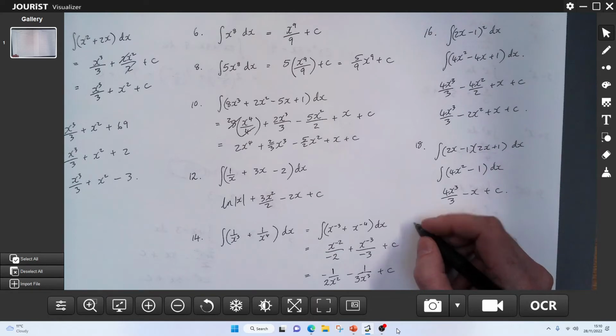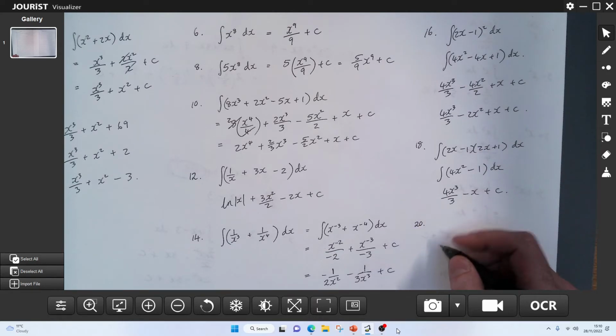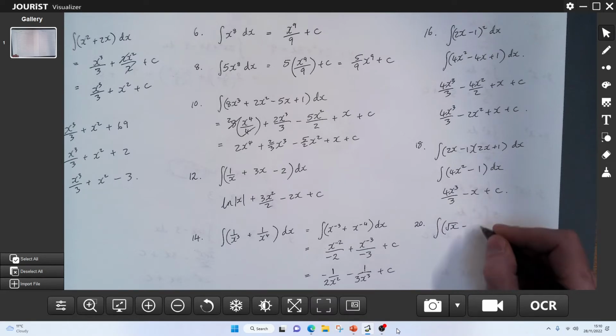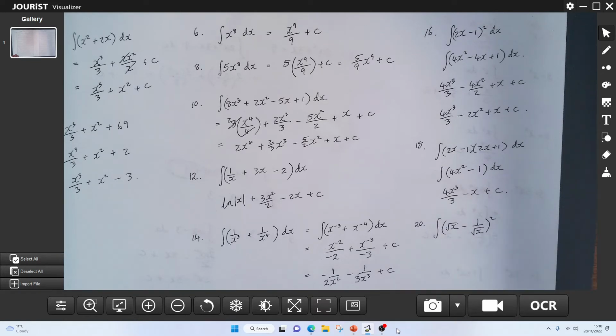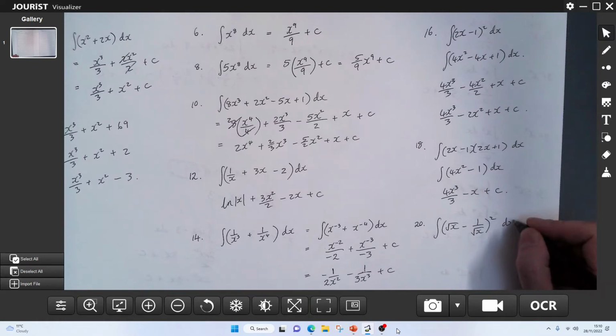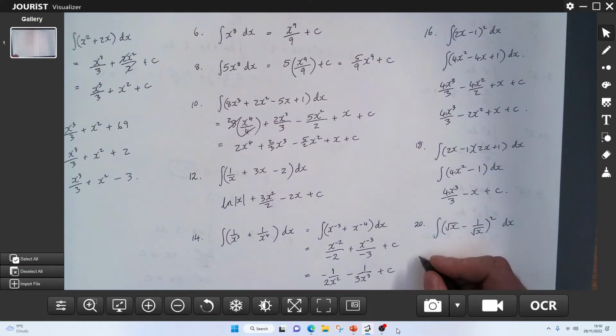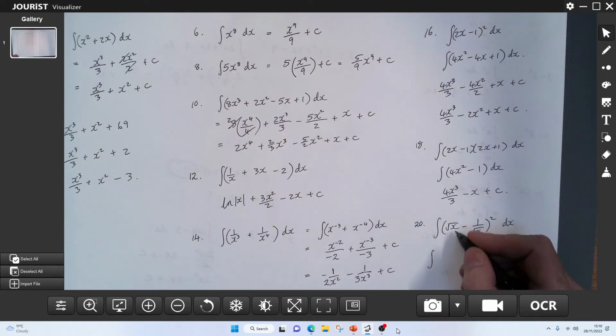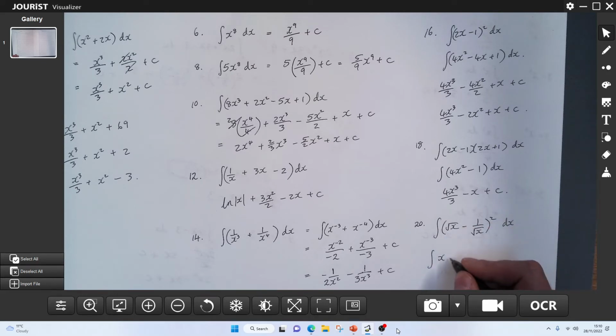Next, integration of the square root of x minus 1 over the square root of x dx. Splitting the terms, the square root of x over square root of x is 1, and 1 over the square root of x is x to the minus 1 over 2, so we integrate 1 minus x to the minus half dx.